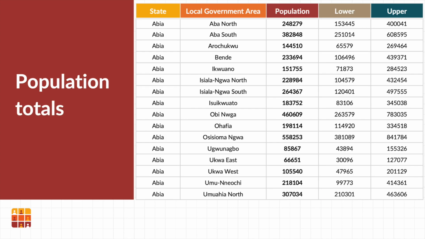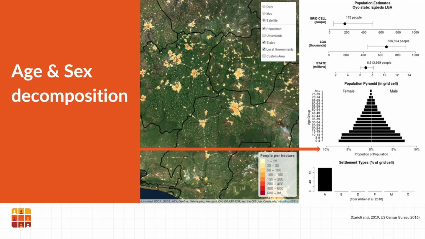First, the gridded population estimates are high-resolution, at 100 by 100 meters for each grid cell. We also provide, and that's easy, the population total. So we aggregate the gridded population data at the administrative areas of the country. And then we also produce a decomposition by age and sex.